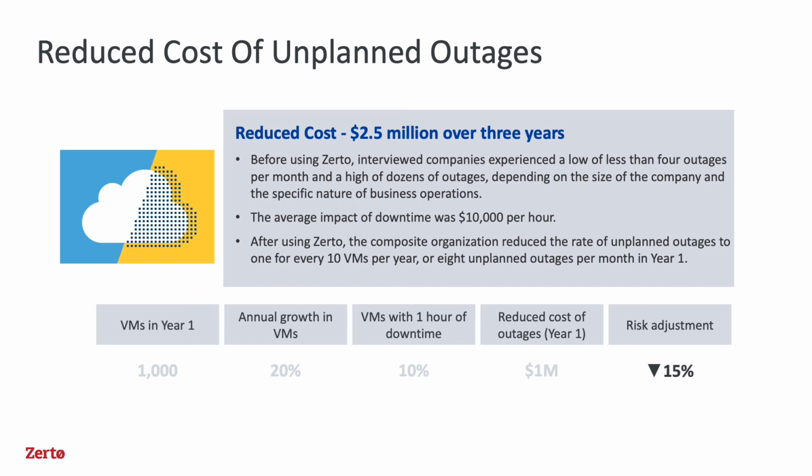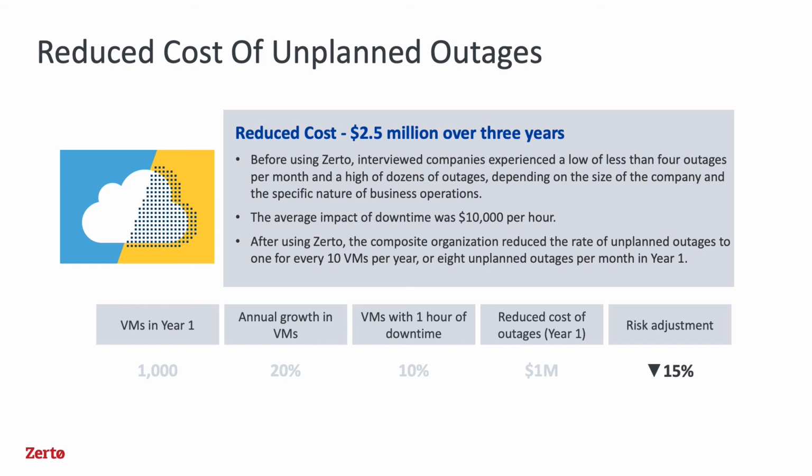But the average impact of downtime was around $10,000 per hour. After using Zerto, the organization reduced the rate of unplanned outages to 1 for every 10 VMs per year, or 8 unplanned outages per month in year 1. This was a risk adjustment reduction of 15%. So it's clear that organizations had a reduced cost of over $2.5 million over 3 years. Now, this is tackling the first barrier, which is unplanned outages.